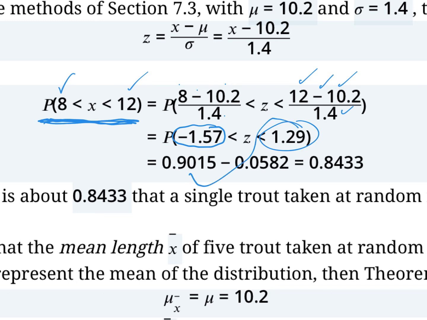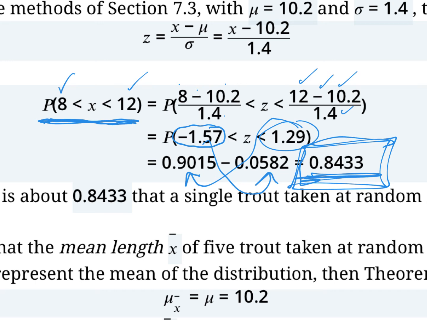Look up the 1.29, you get 0.9015. Look up the negative 1.57, you get 0.0582, and you subtract. And you're done. What does this mean?